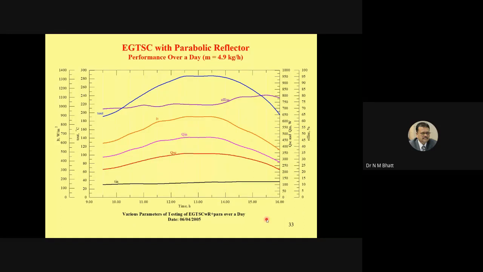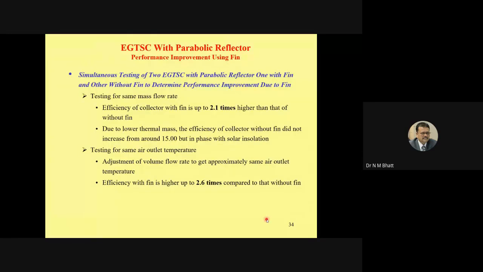These are the graphs for a typical day. The mass flow rate was 4.9 kg per hour. I just want to highlight the performance improvement using the fin, the turbulator. The efficiency of the collector with turbulator is almost double when tested for the same mass flow rate. But for the same air outlet temperature, where you have to control the mass flow rate, and that is the correct comparison, the efficiency with fin is higher by up to 2.5 times.